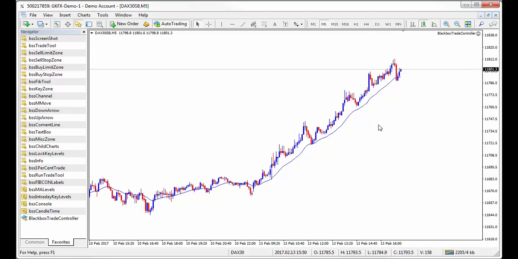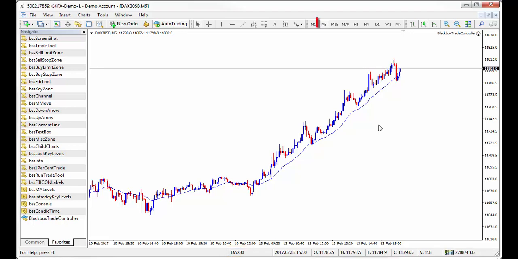The MA levels indicator automatically tracks and updates the dynamic MA levels for all MetaTrader 4 timeframes, with the exception of the 30-minute, and displays them on the chart in the form of a short horizontal line. Let's demonstrate this on the DAX 30 chart.